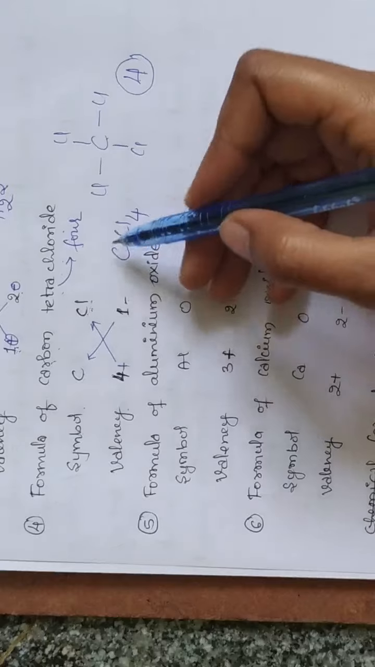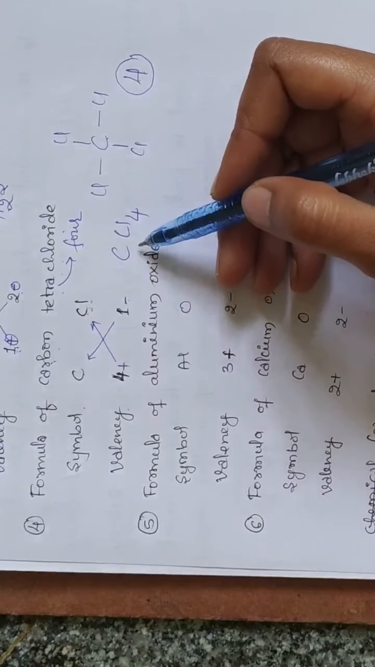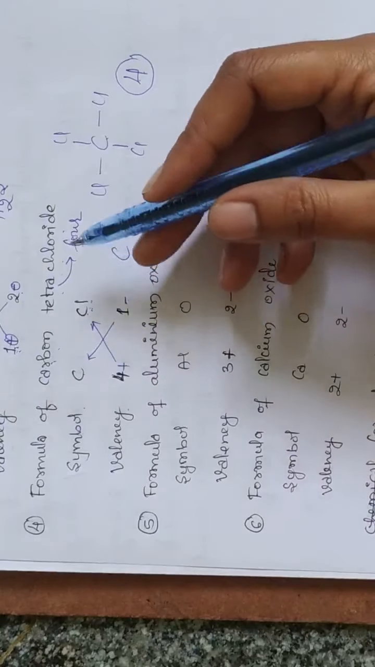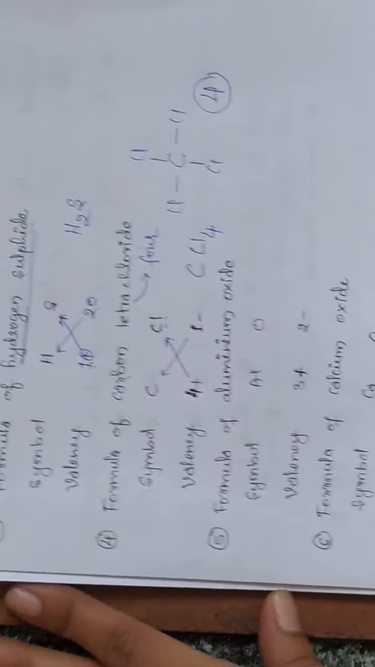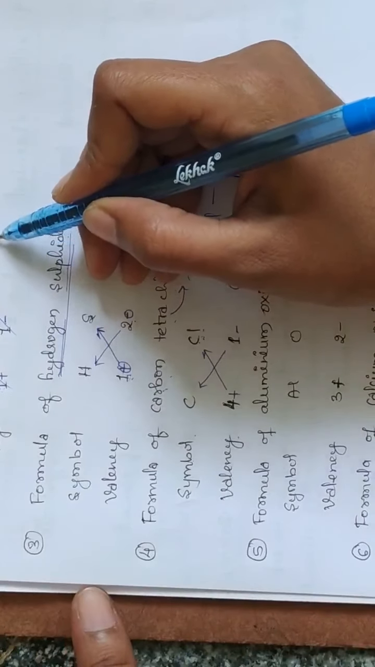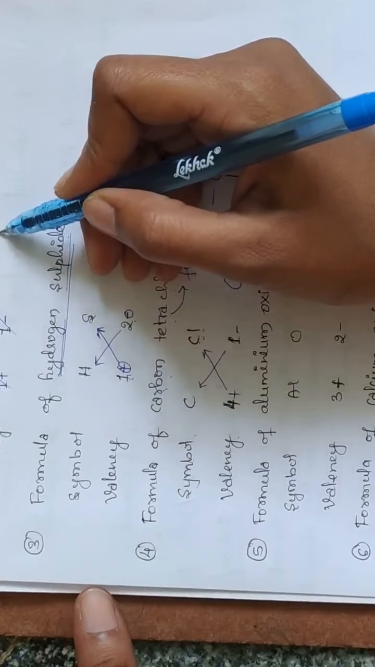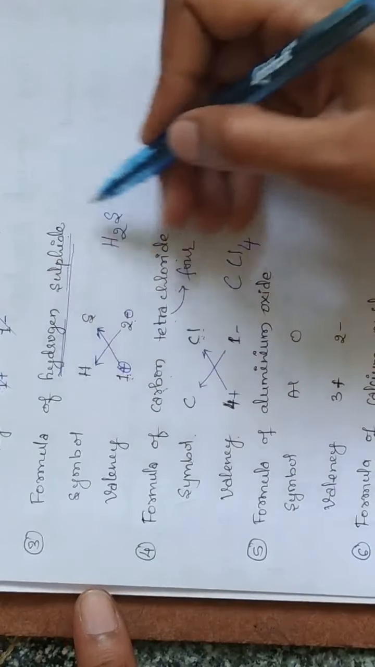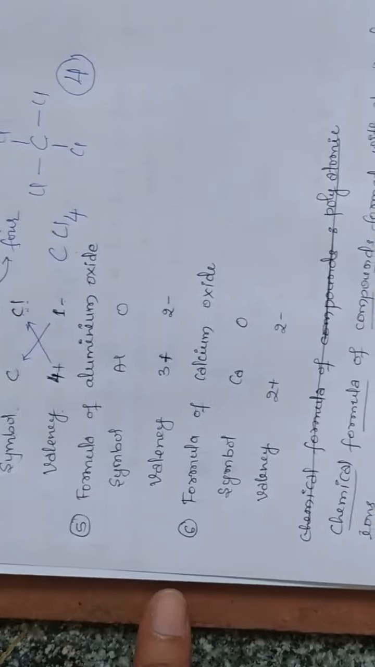Children, we have seen 4 examples. Among these 4 examples, see these 3 examples. In these 3 examples, the combining atoms are non-metals, so we have written like this. Let us see the next one.